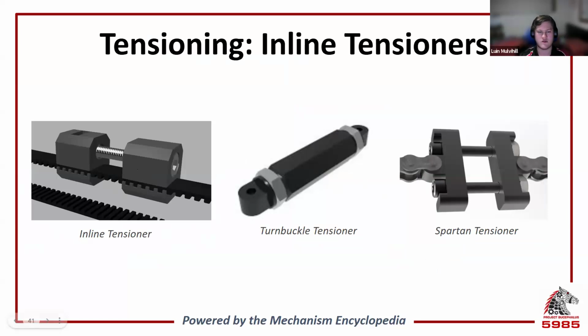These inline tensioners are really only viable for systems that are non-continuous. This means that through the full range of motion of the system, there's a portion of the chain or belt that doesn't contact a sprocket or pulley. This is because inline tensioners cannot mesh with them and will jam up the system, potentially damaging your sprocket or pulley.